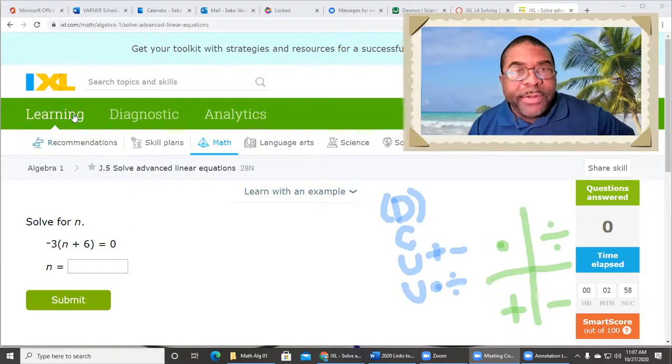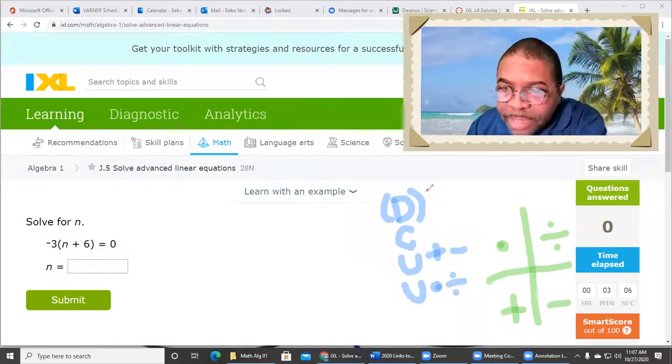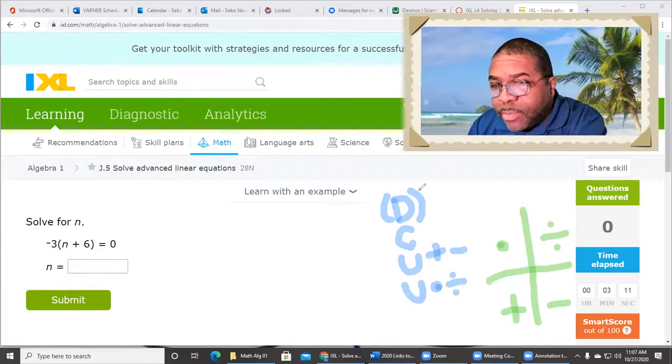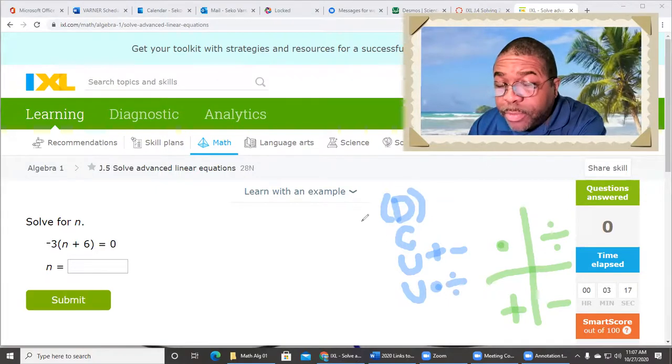Solving advanced linear equations. That's what we're working on, solving advanced linear equations. So let's solve them. On the side here, I have D, C, U, U. The D is in parentheses. So this is distribution. And if you see parentheses, you know you need to distribute.